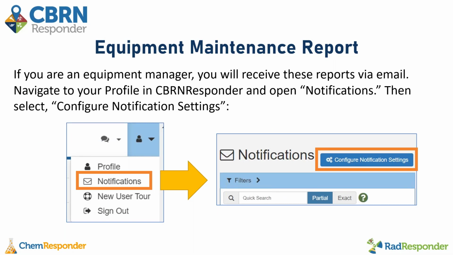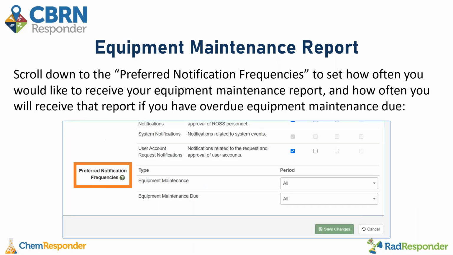If you are an equipment manager, you'll receive these reports via email. You can navigate to your profile in CBRNResponder and open up notifications. And then you'll select Configure Notification Settings. When you scroll down, you'll be able to set the frequency of when you want to receive these reports.